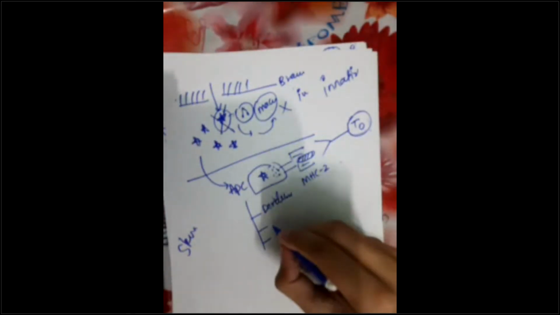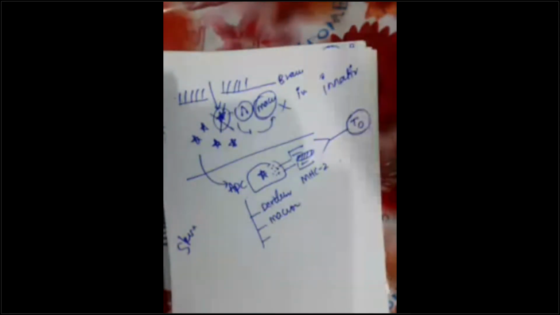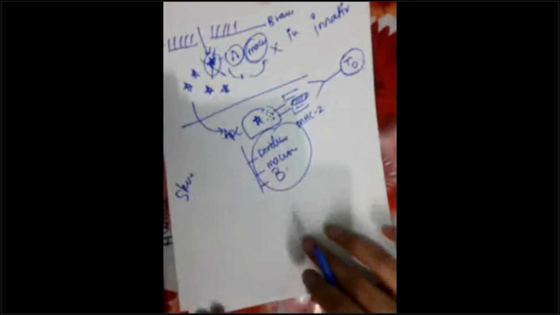Now, second is your macrophage. Macrophage is also one of the antigen presenting cells. Third is your B cell. So these 3 cells can act as antigen presenting cell. Hope you are clear with what is antigen presenting cell.